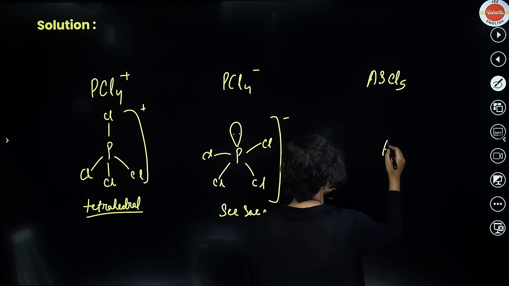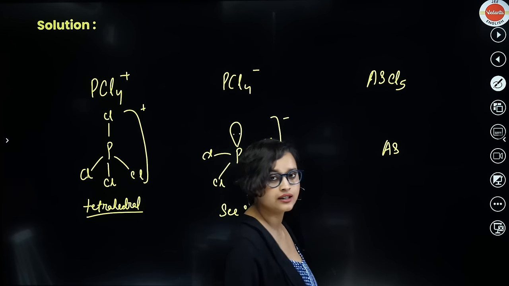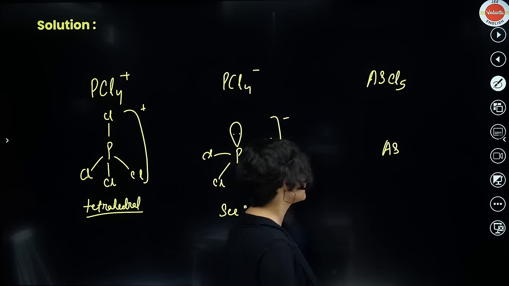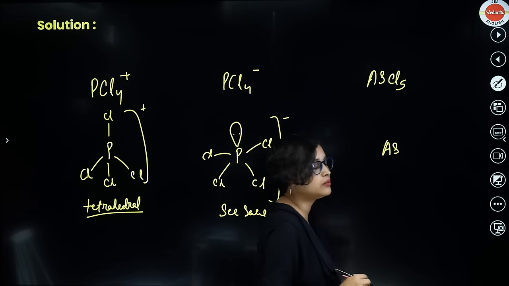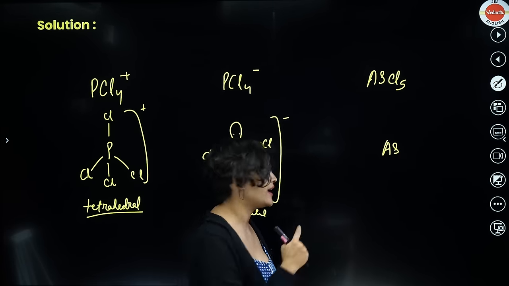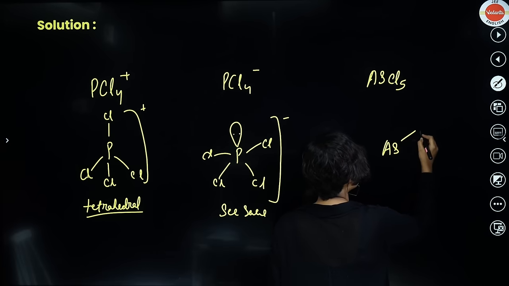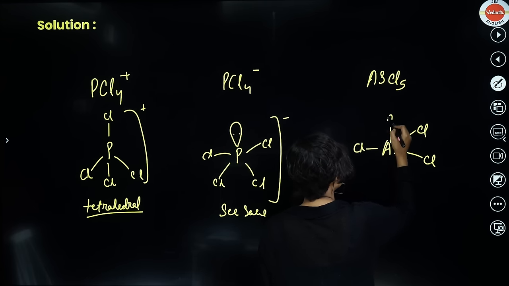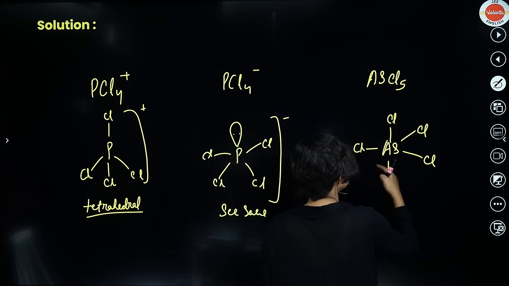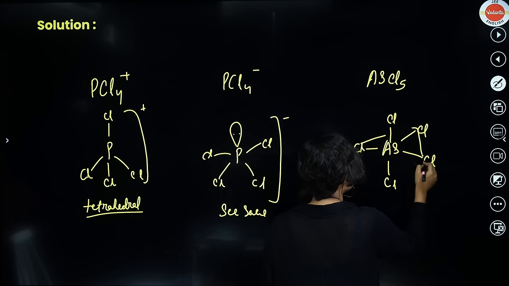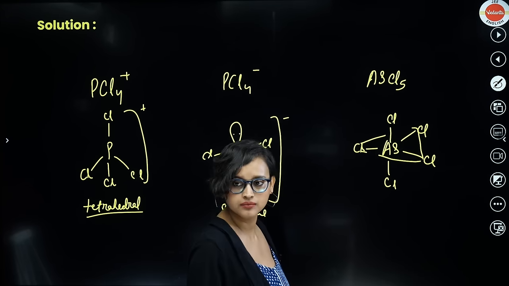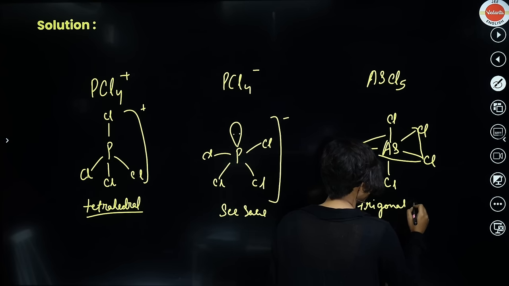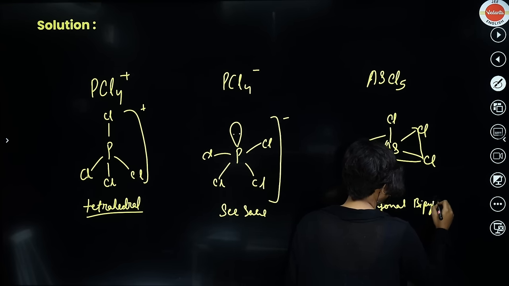Okay, now we have As. As will have how much? Not astatine, sorry, arsenic. AsCl5. It has only 5. So that means it will be AsCl5. Like this, Cl, Cl, Cl, Cl, Cl. 1, 2, 3, 4, 5. So, this will be, my dear students, trigonal bipyramidal.